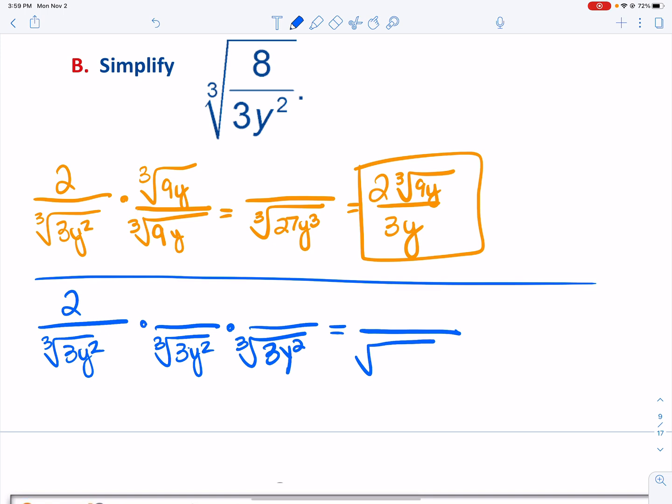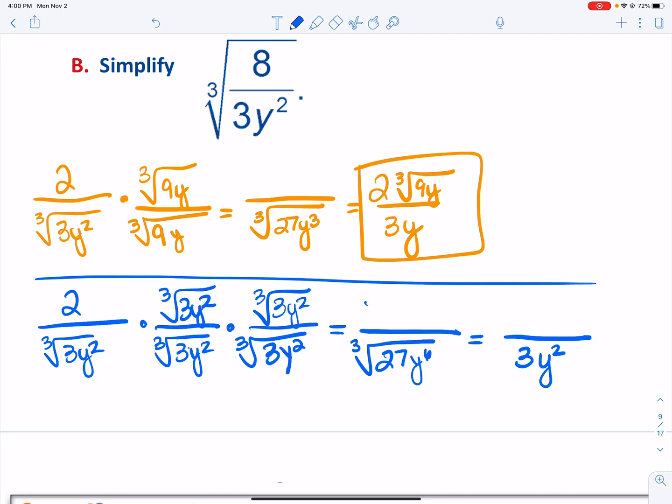So this ends up being the cube root of 27, y to the 6th. So that ends up being, the cube root of 27 is 3. The cube root of y to the 6th is y squared, right? So then I do the same thing here, and I still have my calculator on, so you don't have to wait on me for that. So this ends up being 2 cube root of 9y to the 4th.